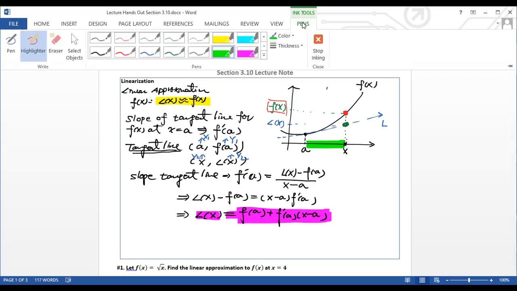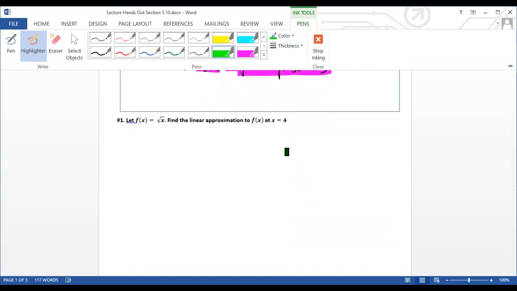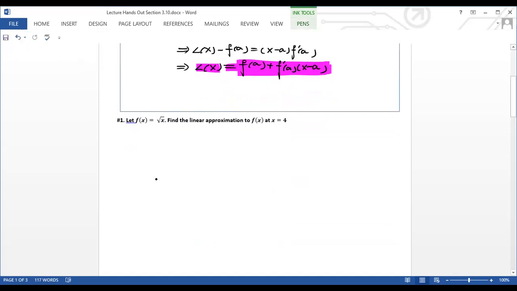Let's take a look at a few problems. I think then you will have a good understanding of what that means. Okay, so now let's take a look at the first one. They said f of x equals the square root of x. Find the linear approximation at x equals 4. The square root function looks something like that, right? So if this is 4 here, I'm going to find the tangent line here.